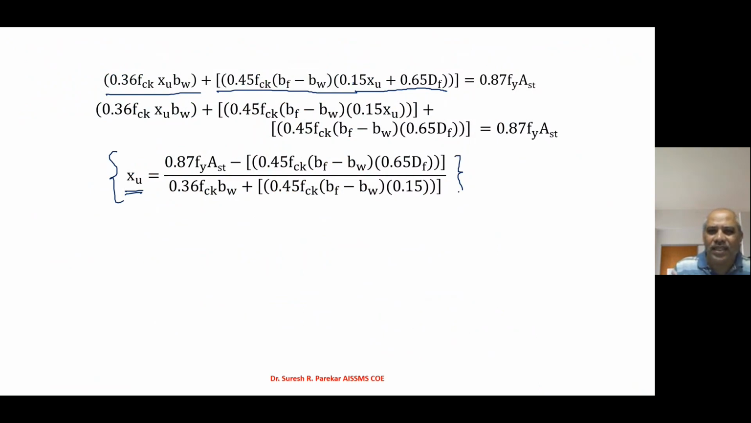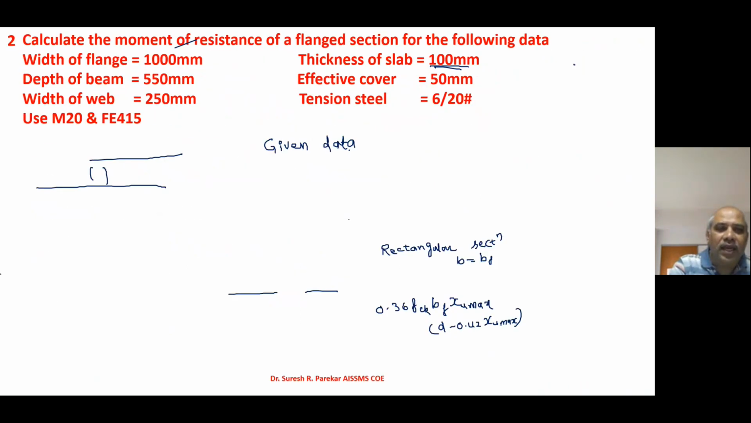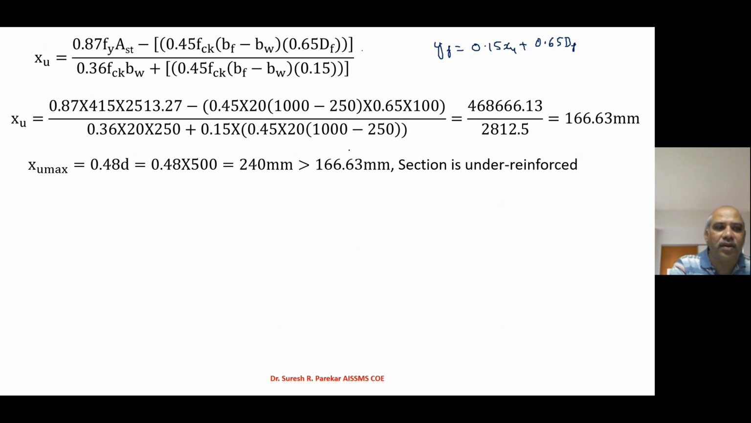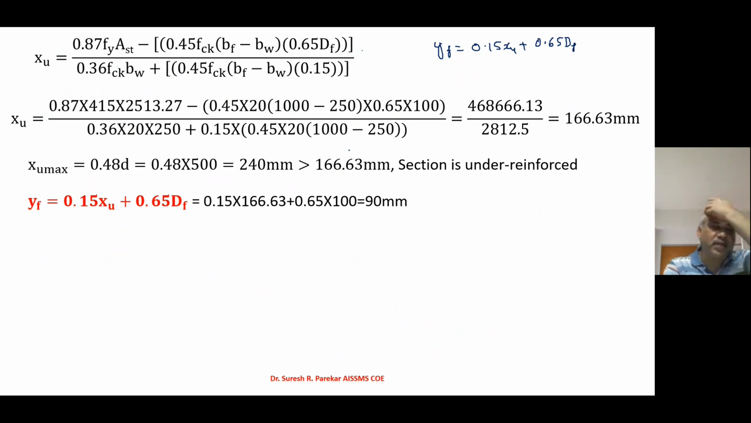This you can derive, it is very simple. We have taken Xu common from these two parts, and due to this it becomes 0.36 fck Bw plus 0.45 fck (Bf minus Bw) into 0.15. And whatever this part is, 0.45 fck (Bf minus Bw) into 0.65 Df, will go on this side and becomes minus. That formula we have used, and we have calculated this value of Xu, which is 166.63 millimeters. And then we have the Yf value, which is 90, less than 100 mm. So our assumption is correct now.